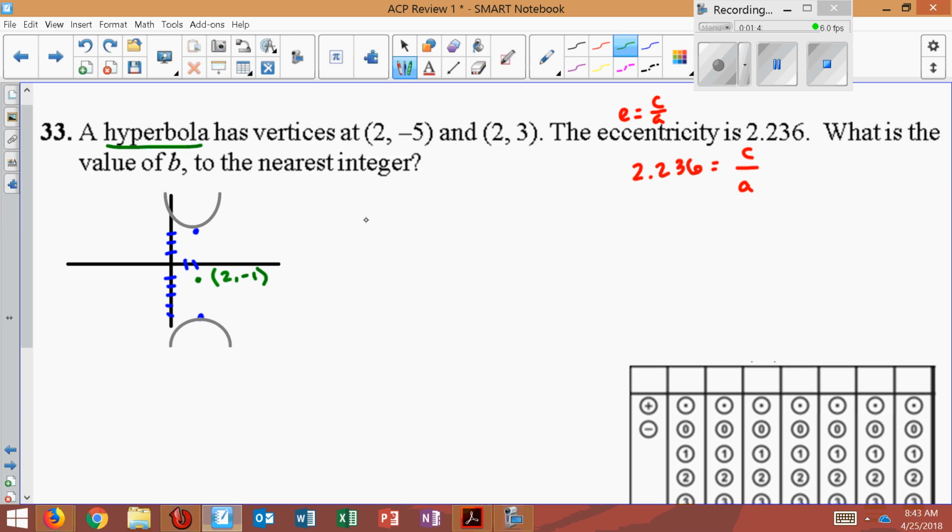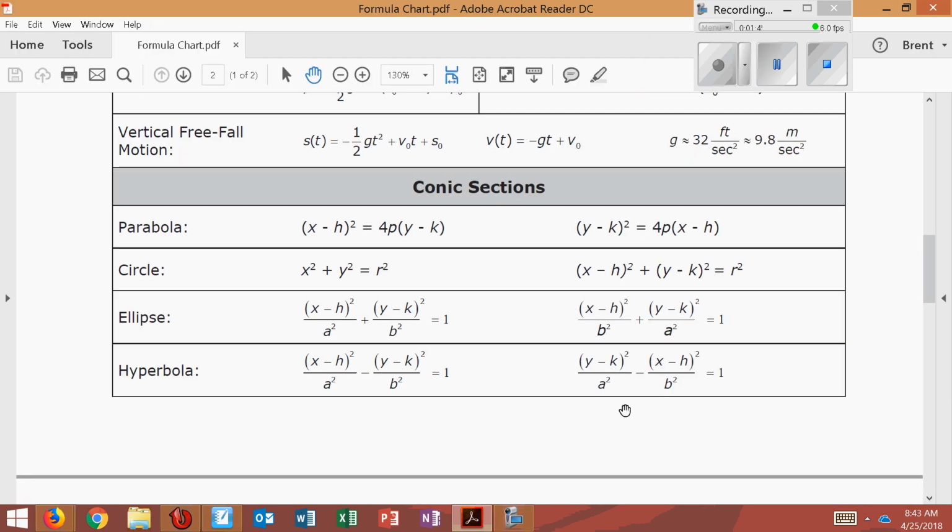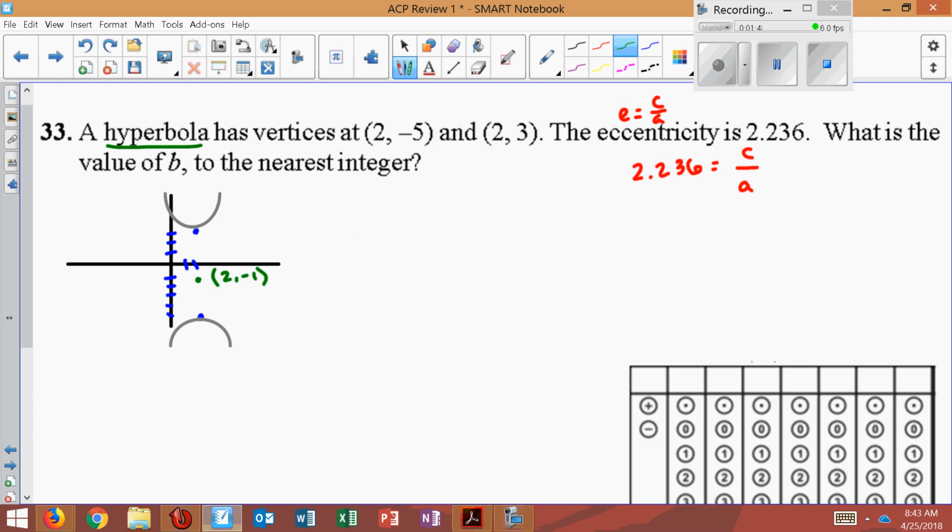So as I go to write the equation, since it's vertical, I'm going to use the vertical equation here. To make it go down 1, I'd have to put y plus 1 in parentheses squared over a squared, minus, to go right 2, x minus 2 squared over b squared, equals 1. Now, what values do I know? Well, my a value is that distance, which is 4, and you can check it by going this way. It's 4. So a equals 4.